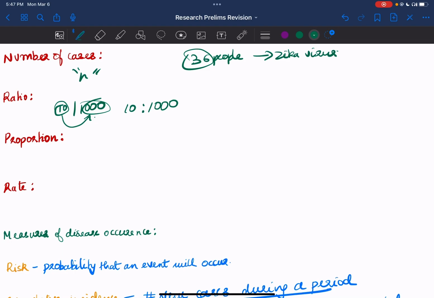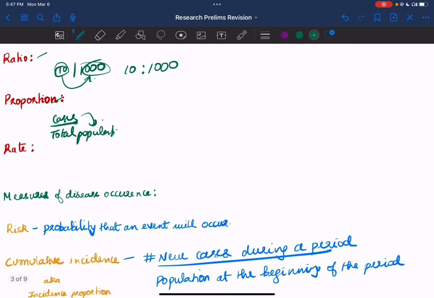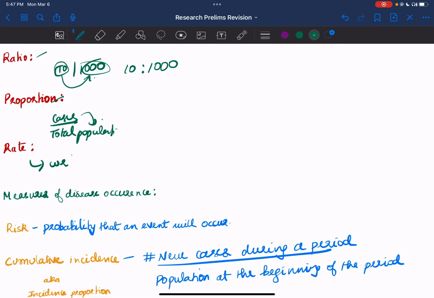Whereas proportion will always have the numerator in its denominator. Let's say new number of cases divided by total population. So obviously these cases are also part of the population, so the numerator is also part of the denominator. That is the difference between ratio and proportion. Now there was one question based on this which I'll be discussing in the end when we do the final analysis. Now rate: anything with respect to time is rate.